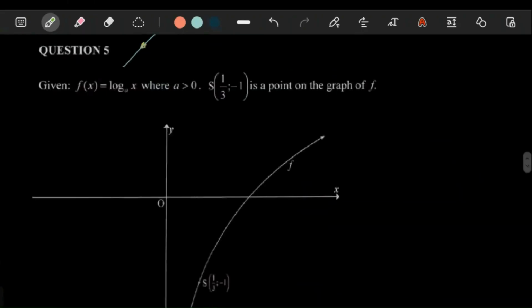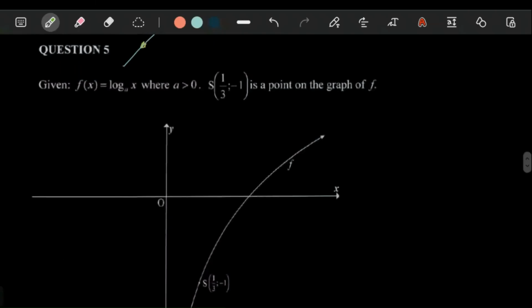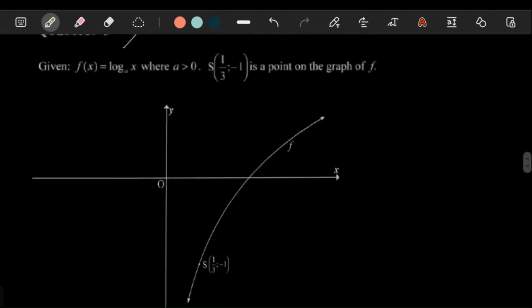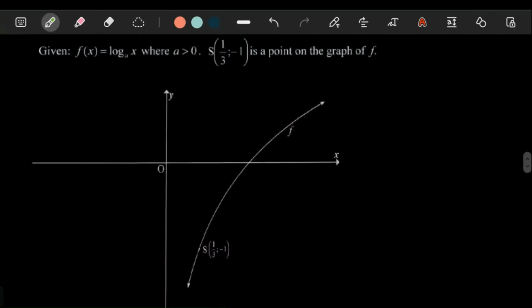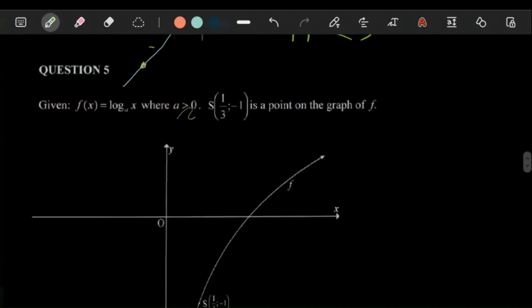Question number 5. It says here, given f of x, which is a log graph. So remember, a log graph works hand in hand with an exponential graph. An exponential graph normally has a horizontal asymptote, and then a log graph normally has a vertical asymptote. For example, as long as we cannot visibly see it here, it is basically the line x is equal to 0. So they said here a is bigger than 0.